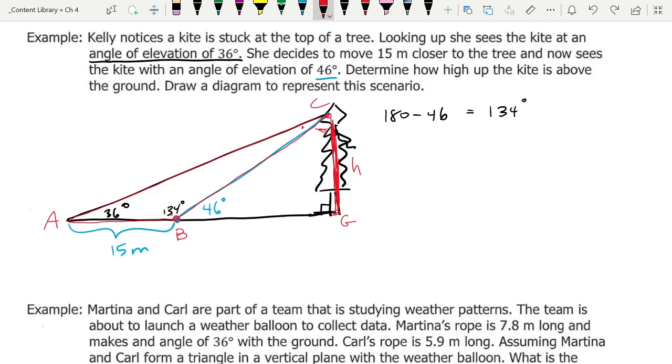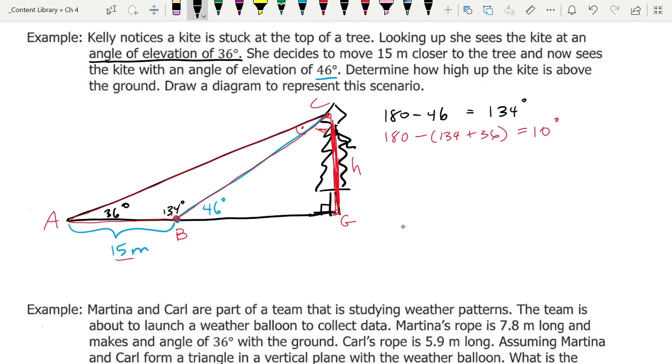Okay, so we do need angle C, because that would give us an angle across from a side, and then we can use sine law. So we're going to do 180 minus 134 plus 36. And that's going to be, let's see, 170. So that's 10 degrees. So angle C is 10 degrees. I'll do this over here.